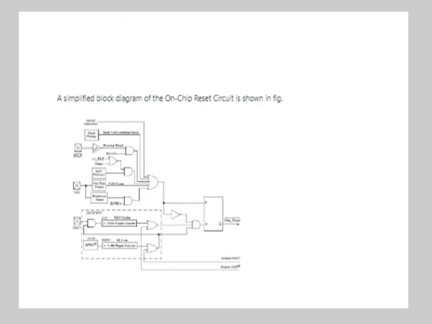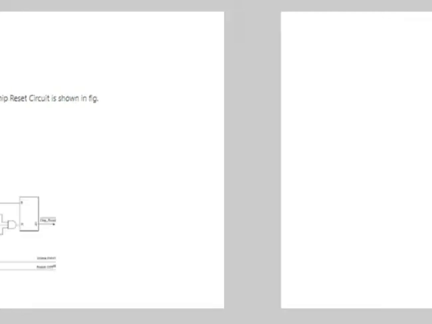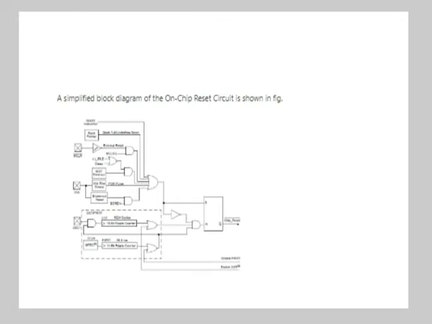Then external reset. In some applications, the microcontroller may have to be reset externally by pressing a button. So normally the clear input is at logic 1. When reset is pressed, this pin goes to 0 and resets the microcontroller. So this is power on reset and external reset.